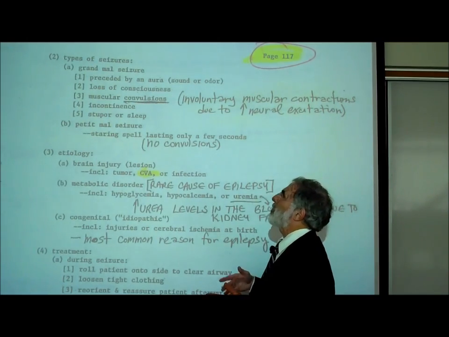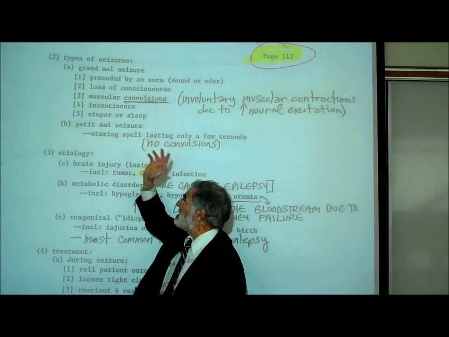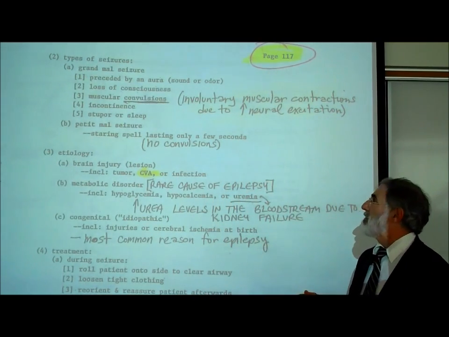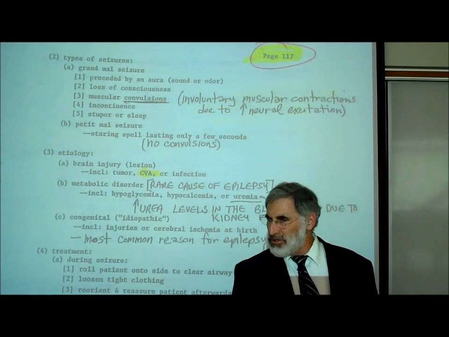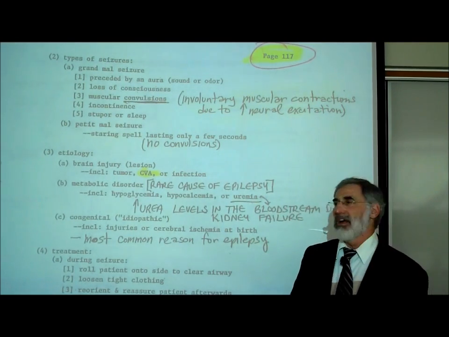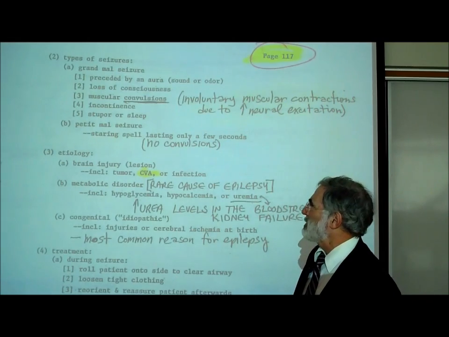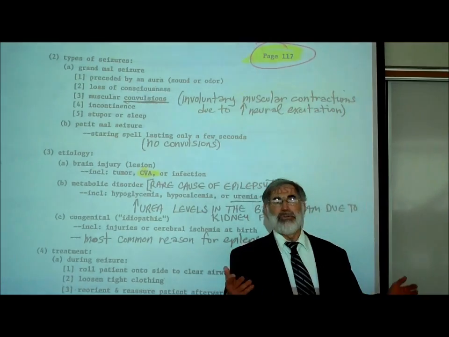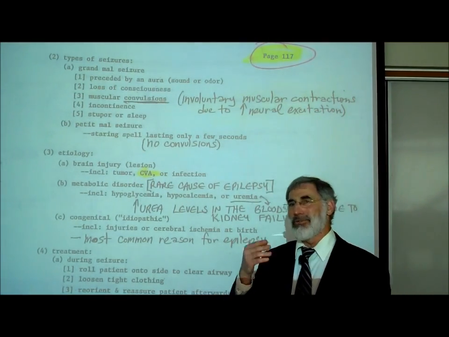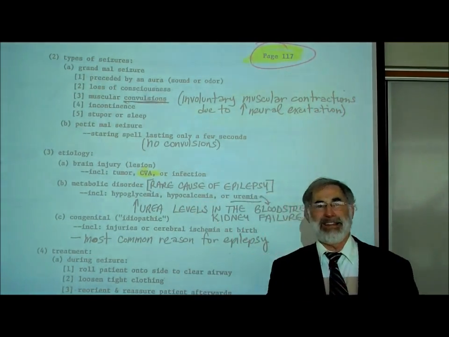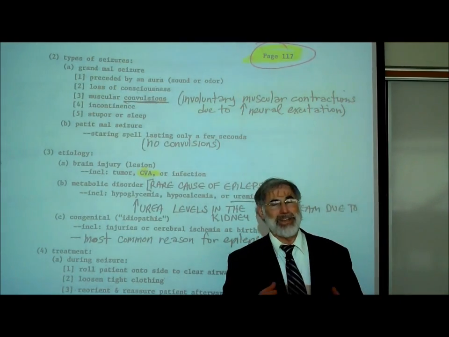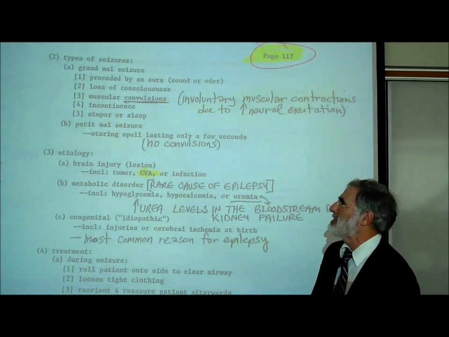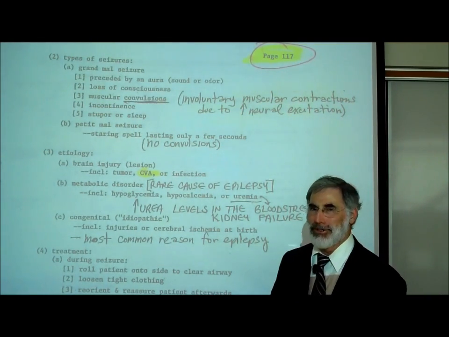Now, in contrast to a grand mal seizure, a big bad seizure, is a petit mal, a little bad seizure. This is almost like a staring spell that lasts only a few seconds. There are no accompanying convulsions, no involuntary muscular contractions. Many of us, when we hear about this petit mal seizure, might mistakenly think it's when we simply let our mind lapse. We might be staring off into space, and you might think, I've had a petit mal seizure. Well, that's not a petit mal seizure.